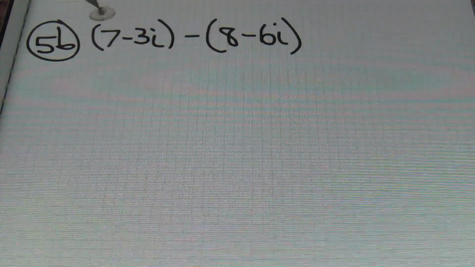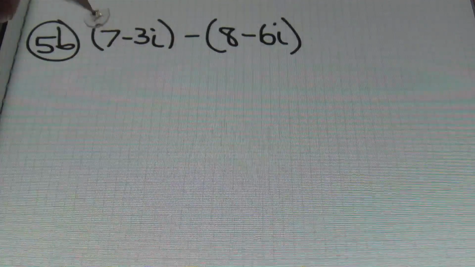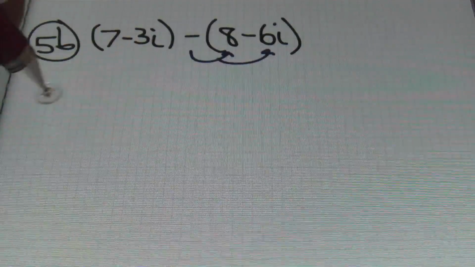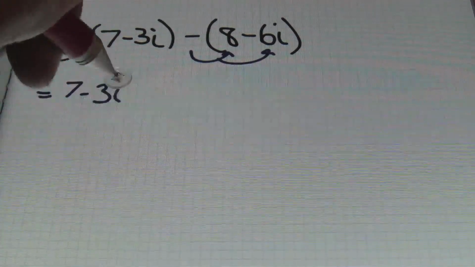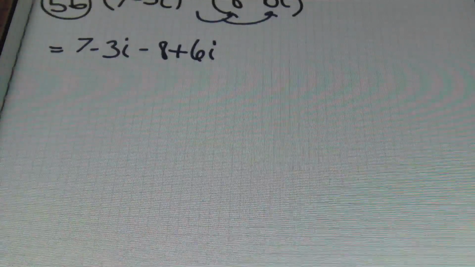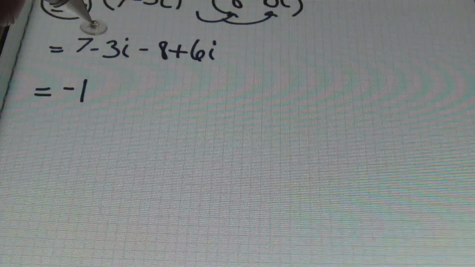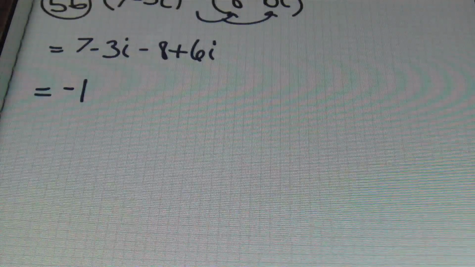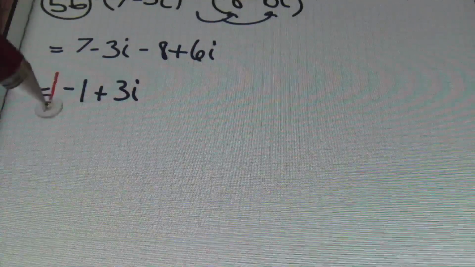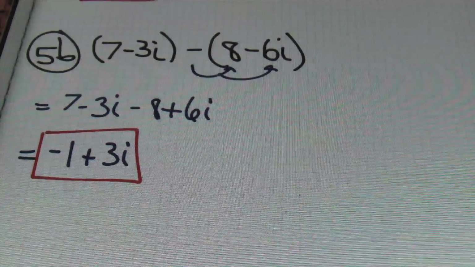With 5b, we have the quantity of 7 minus 3i minus the quantity of 8 minus 6i. So I'm going to drop my parentheses as well as distribute this negative. So I'm going to get my arrows popping. So bringing down this 7 minus 3i, this gives me negative 8 plus 6i. Then combining my like terms, I have 7 minus 8, which is negative 1. Then combining my imaginary numbers, negative 3i plus 6i gives me a positive 3i. And that's going to be the answer to problem 5b. Got a box around it now. All right, so from beginning to end, there we have it, 5b.